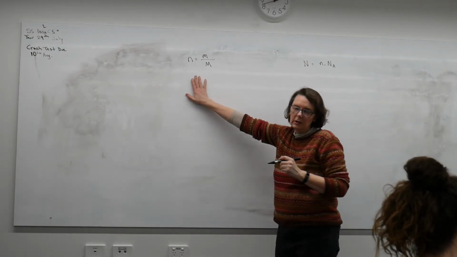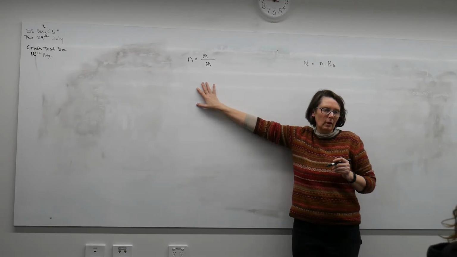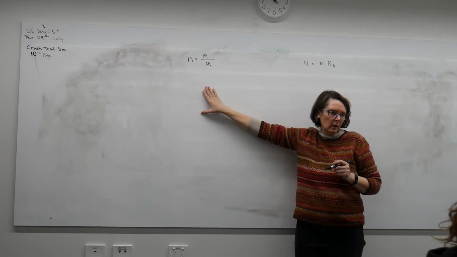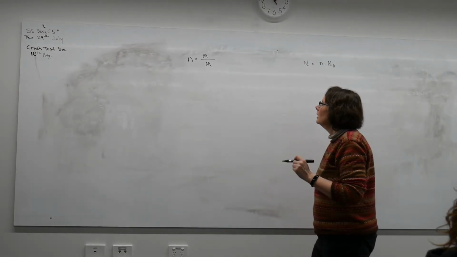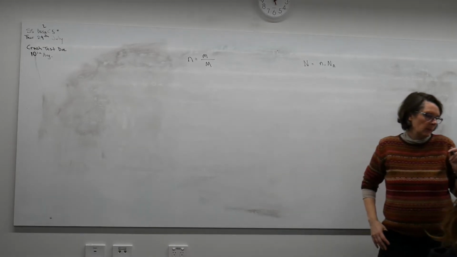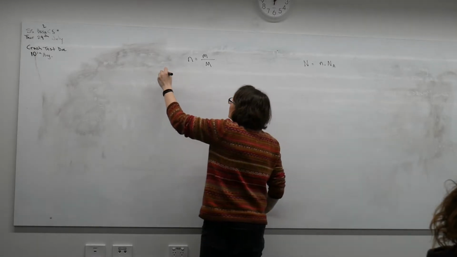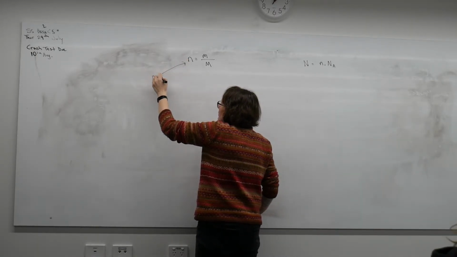This is a fundamental relationship for chemical calculations. And for those of you who go on to do chemistry core, you use this over and over and over again. It's on your formula sheets. What does it mean? Well, lowercase n is the symbol for the number of moles.